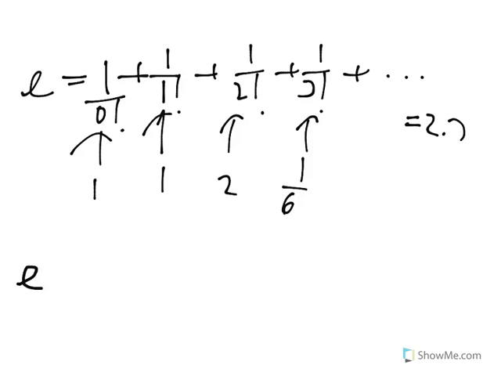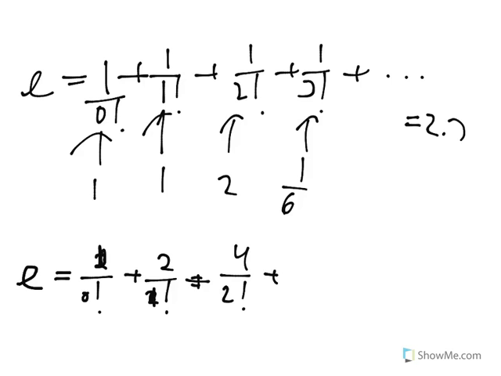If instead of putting 1 on top, I put 2 on top of the first one, 1 on top of the first one, 2 on top of the second one, 4 on top of the third one, 8 on top of the fourth one, it's actually going to get very close to e squared.